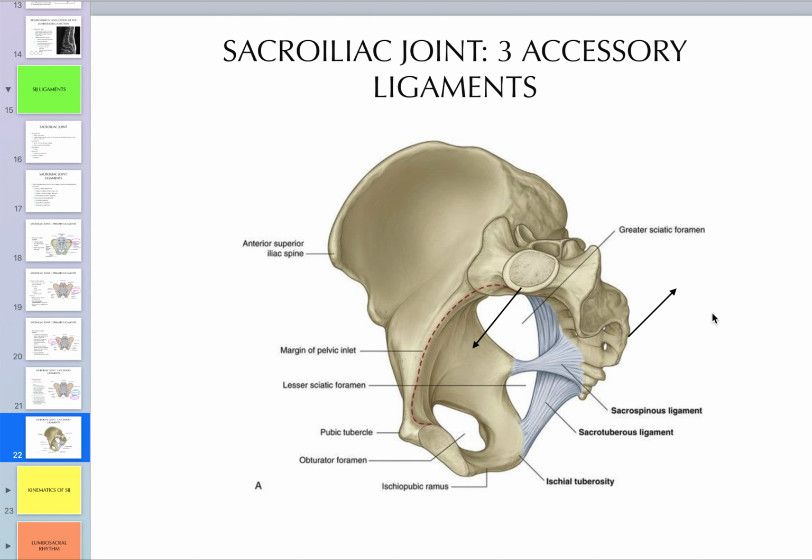Okay, so this motion is called counter-nutation. And as you can tell, if the apex is going to be going upwards, right, and back, these two ligaments, the sacrospinous ligament and sacrotuberous ligament, will prevent the apex from going in that direction. So these two ligaments, once again, are responsible for preventing nutation motion of the sacrum.